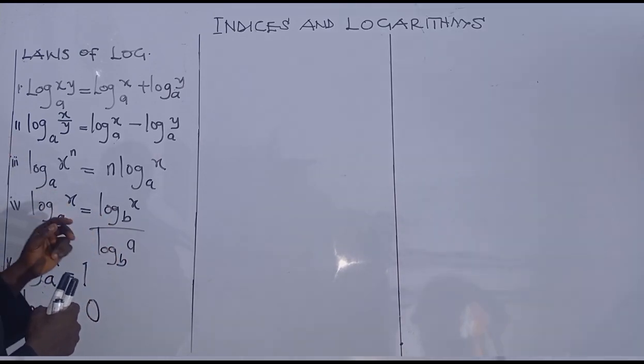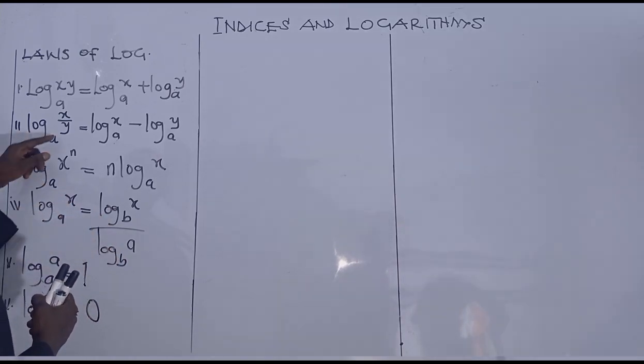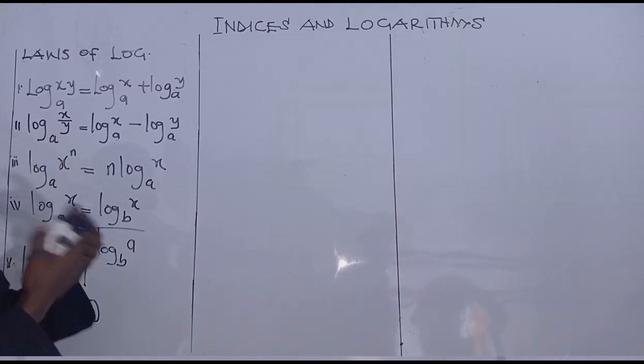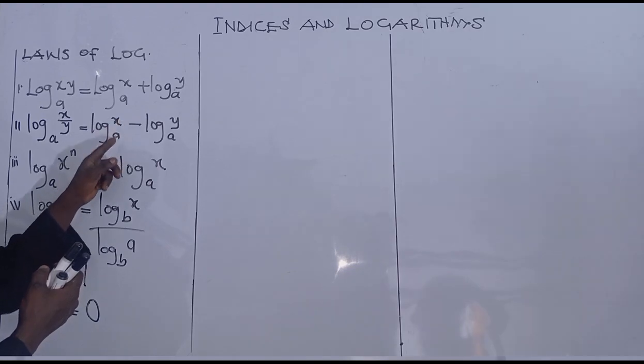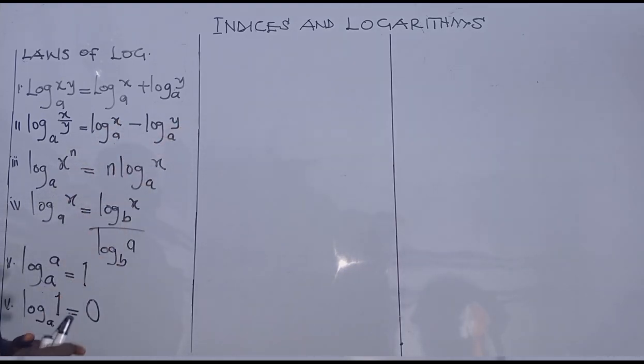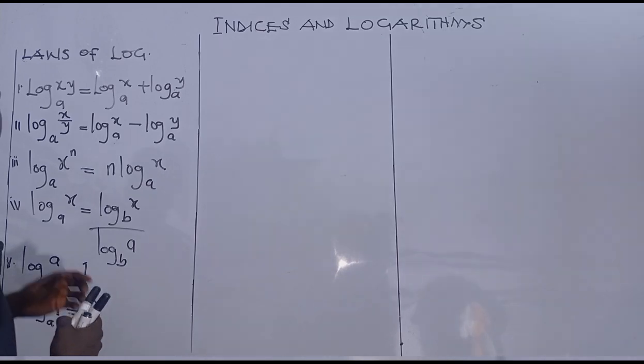Let's look at the second law. It says that when you have the logarithm of x divided by y to the base of a, it is the same as taking the logarithm of x to the base of a minus the logarithm of y to the base of a.